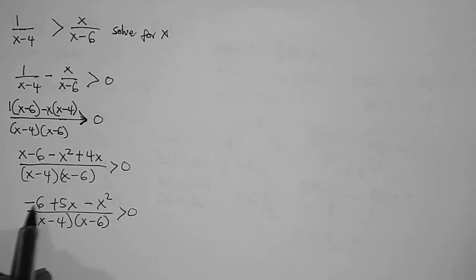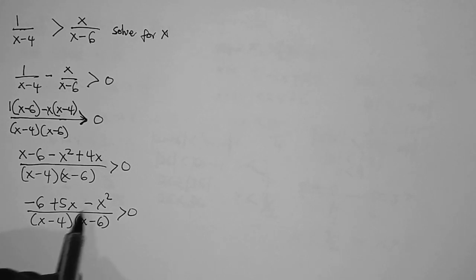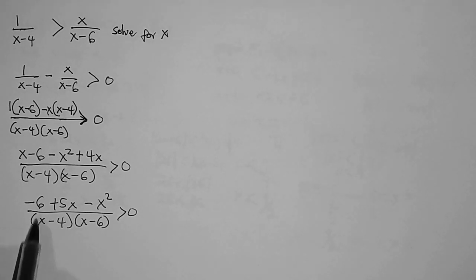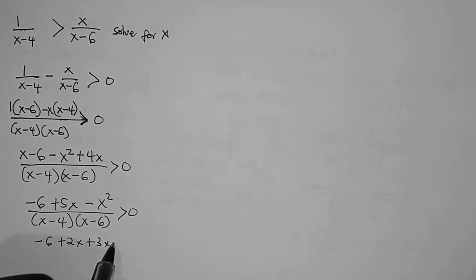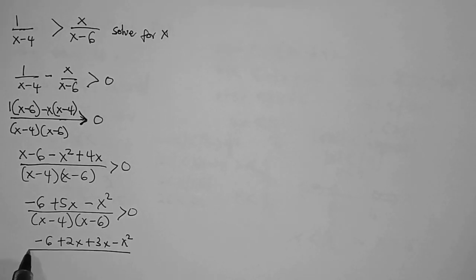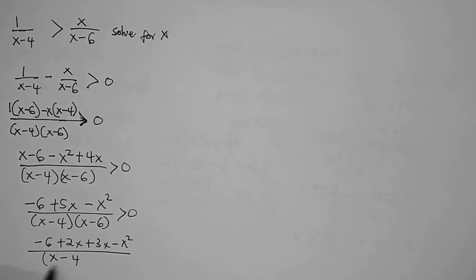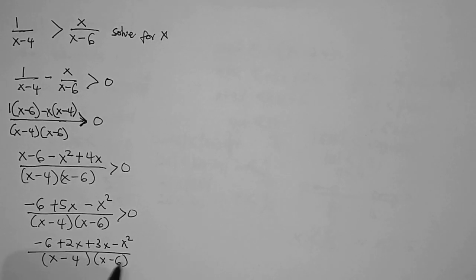Let's try and factorize this expression. You can see that minus 1 times minus 6 becomes plus 6. So we need two numbers that when you multiply together, you get 6, but when you add, you get 5. And those numbers are 2 and 3. So the expression becomes minus 6 plus 2x plus 3x minus x squared, divided by x minus 4 then times x minus 6, greater than 0.